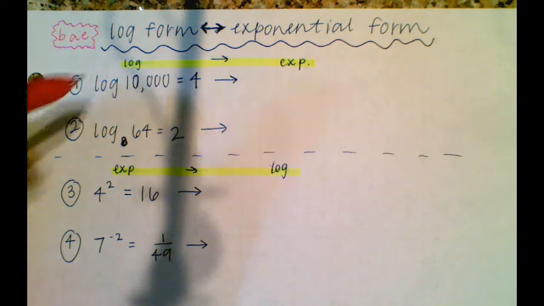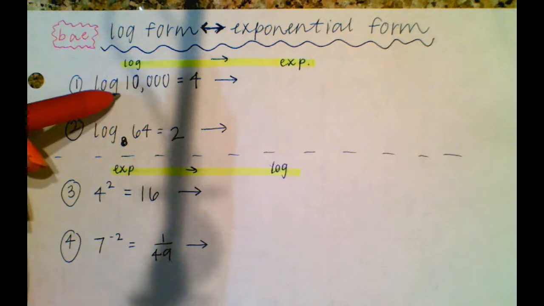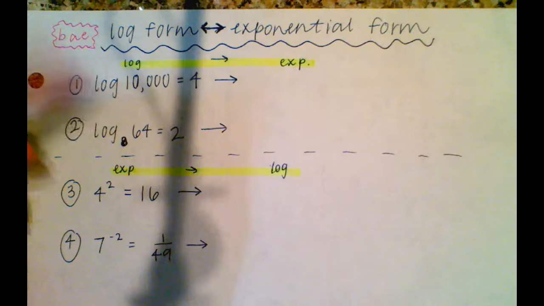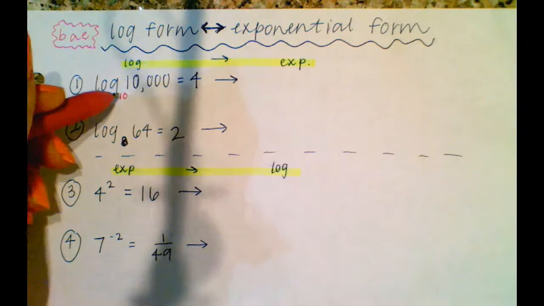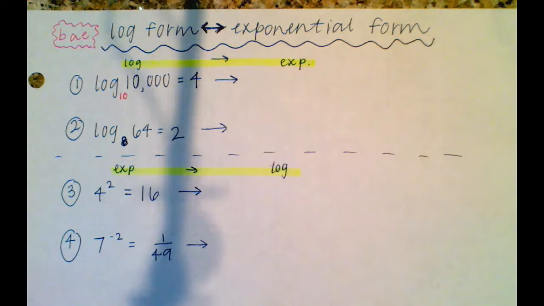First off, one thing I want to talk about is this subscript down here with a log. If there's not a number there, it's just known to be 10. Okay, so if you don't see a number in the subscript, it's always going to be a 10.